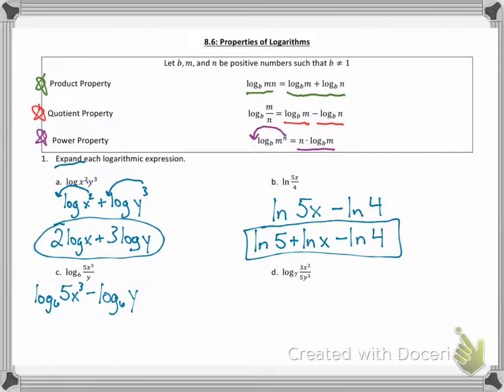Now, one other thing just to point out, again, I referenced this a few minutes ago at the start of the video. A, B, and C, you notice we had a log, a natural log, and a log base 6. Like I said at the beginning, it does not matter what type of log or base that you have. These properties are all exactly the same no matter what.